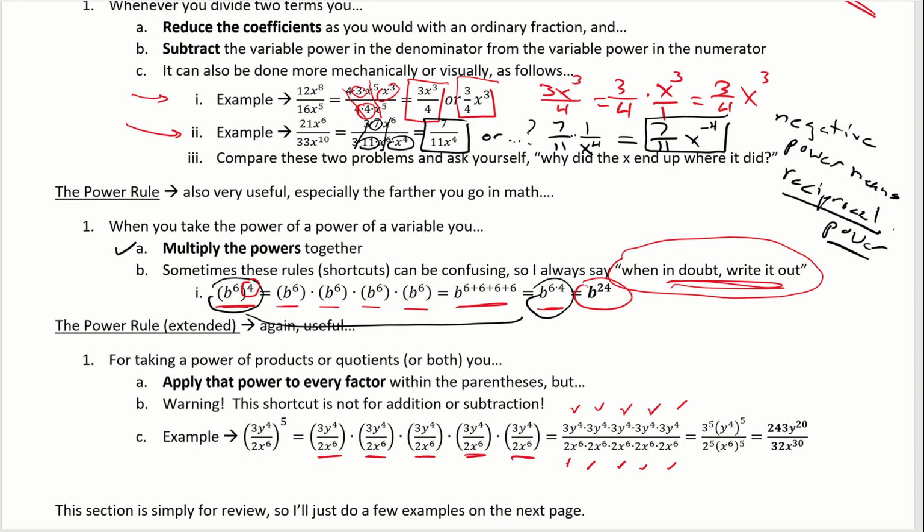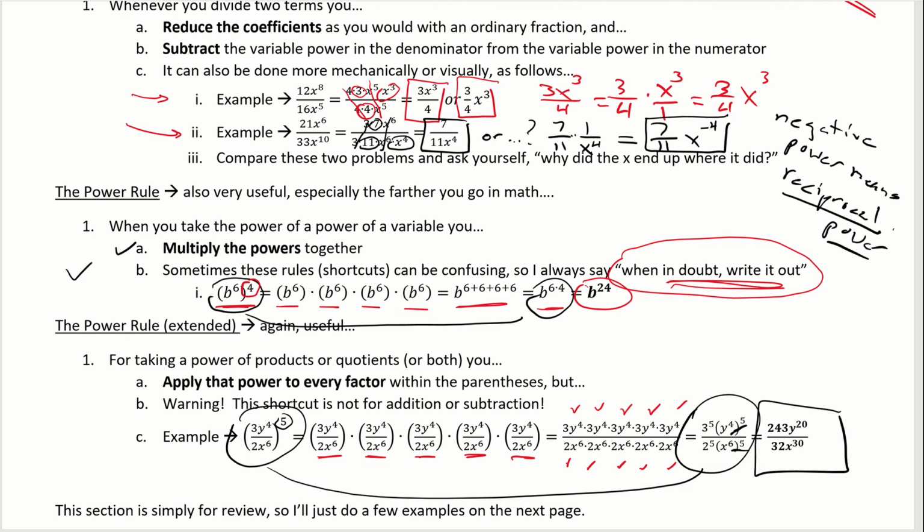Instead of doing all that stuff, all you do is apply that outer power to everybody inside. Everybody inside gets the 5th power. And then, of course, 3 to the 5th, calculator, 243. Here we go, y to the 4 to the 5th. You multiply the powers like we did up here. 2 to the 5th is 32. X to the 6 to the 5th, 6 times 5 is 30. And that's the extended power rule.